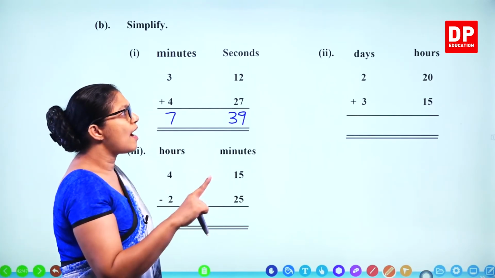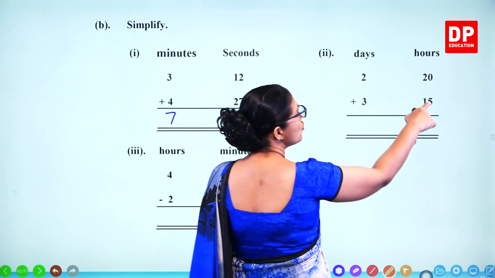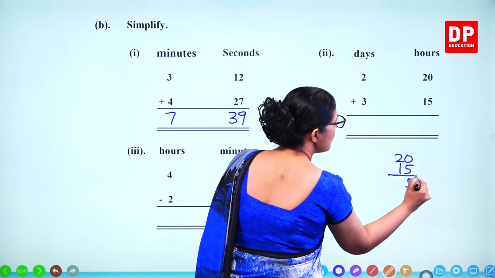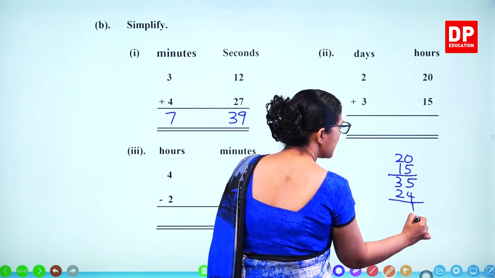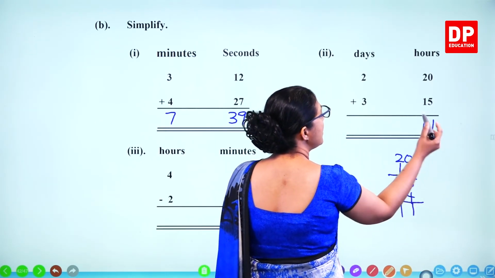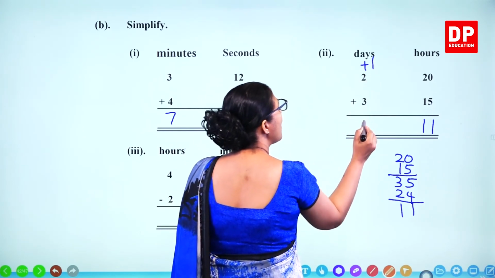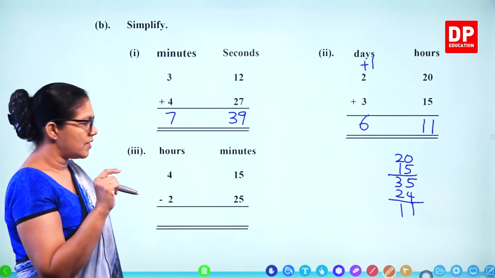This one, days and hours. 24 hours is 1 day. So just check whether this is exceeding. Yes, exceeding 24. So subtract 24 from that. You get 11 remaining. So that means we are adding 1 here. 3 plus 2, 5. 5 plus 1, 6. 6 days and 11 hours.